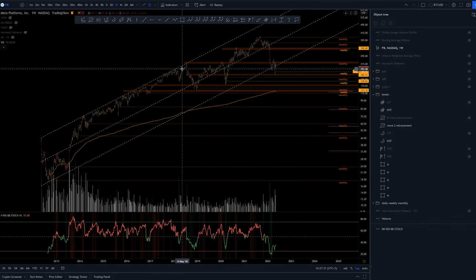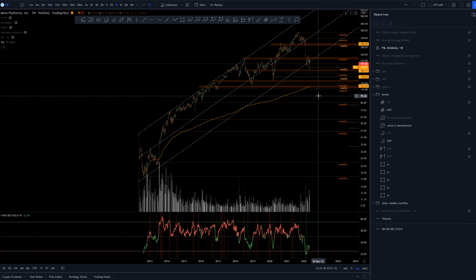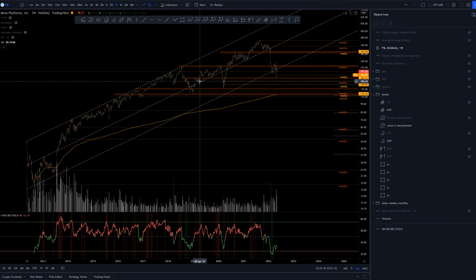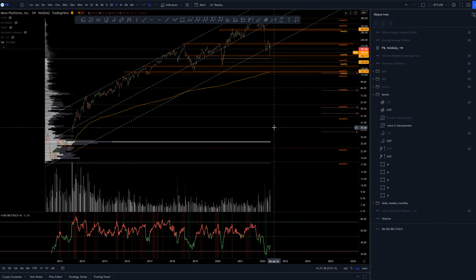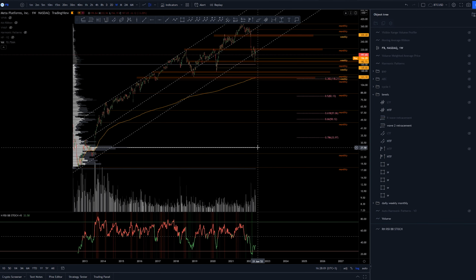Now after that we got through the middle line, again resistance, a couple times as support before going through it again, and then again you can see loads of test points around this channel, so I'm still going to keep it even though this channel is currently looking like it is getting broken, but it still could be valuable in the future. Now point of control of this whole volume profile is all the way down here at $27.5, but we're not going to look that much further into the future. We're just going to look at this level here.